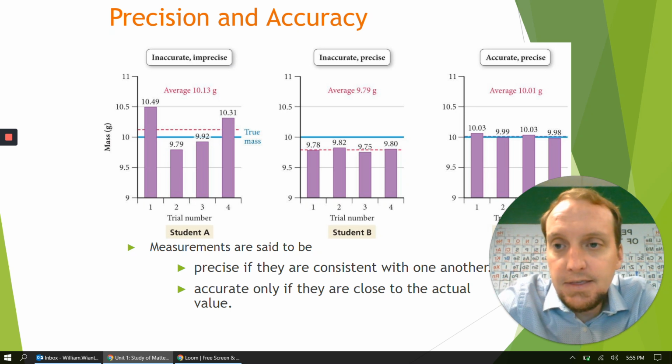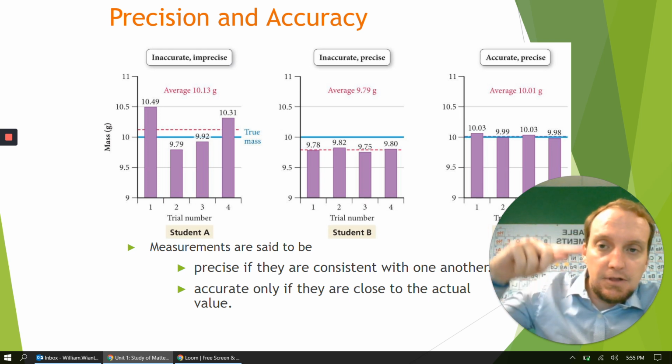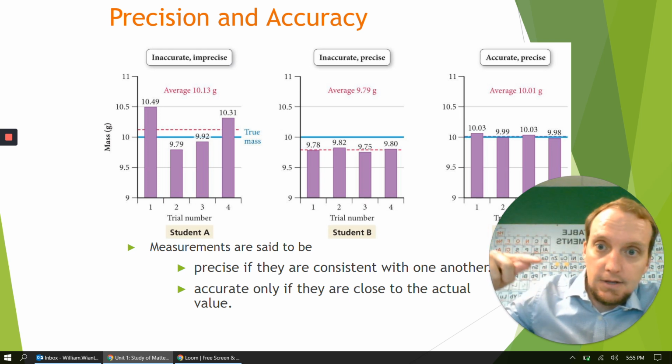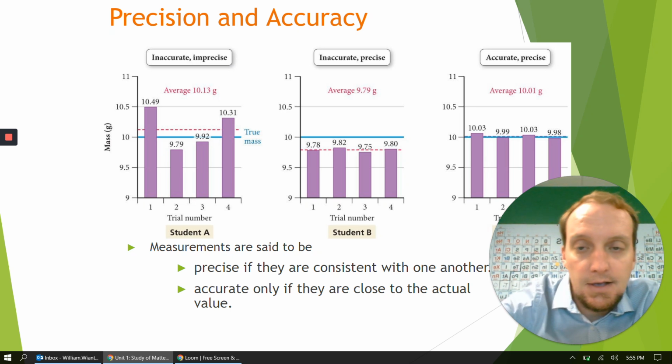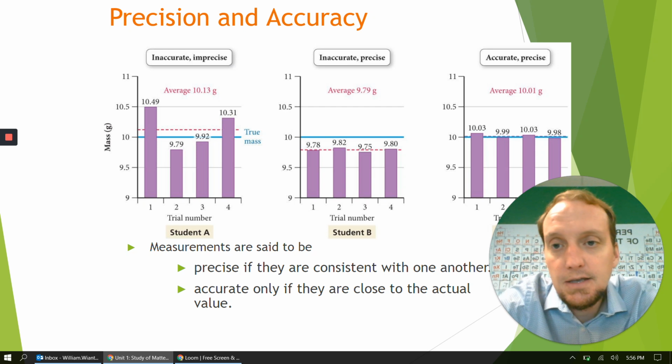The average is shown in purple, so their average is 10.13. The true mass was about 10, therefore they are not very accurate. Not horribly off, but not accurate. And you could tell by the discrepancies of the length of the bar graphs that they're really not precise. That is a very severe lack of precision. So that individual, student A, is not accurate or precise.